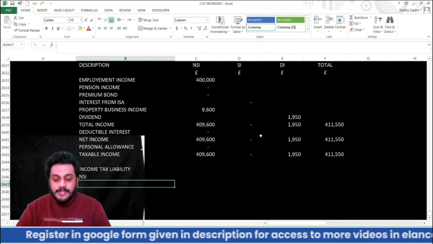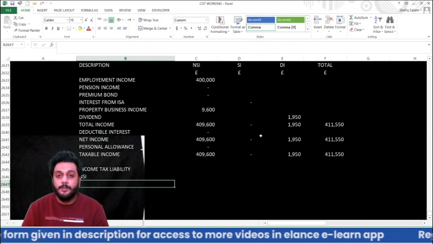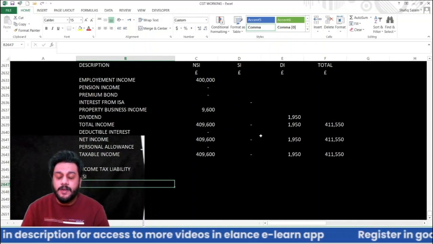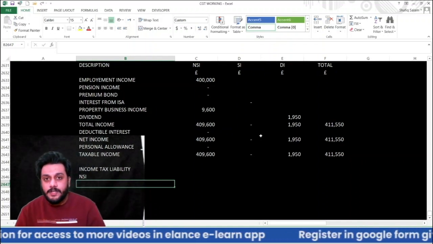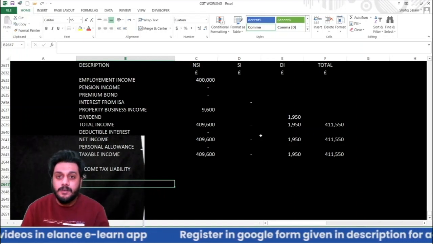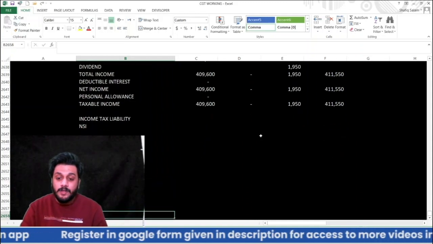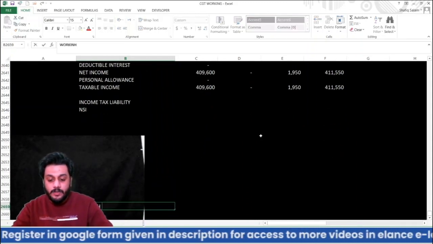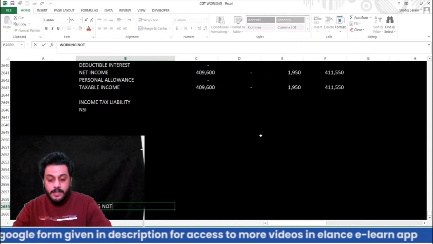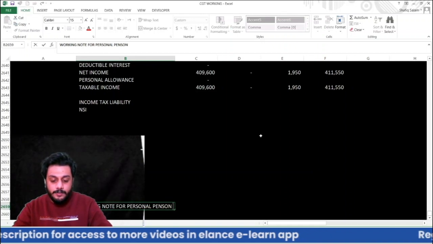Yes. So since there are gift aid donation steps, we have to change the basic limit and higher limit, which will be 137,500 and 250,000 pounds. Normally, the basic limit is 37,500 and the higher limit is 150,000 pounds. But in this case, what happens is we have to put the working note over here. So we'll be getting the mark for the working note as well. Working note for personal pension contribution.